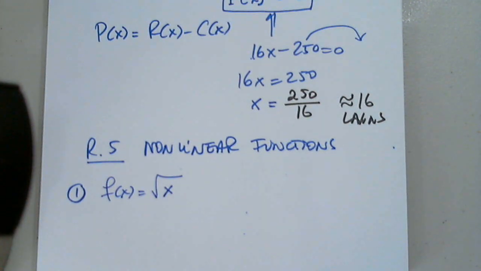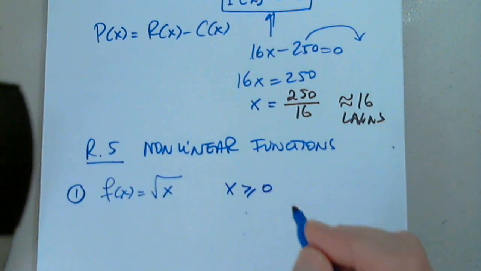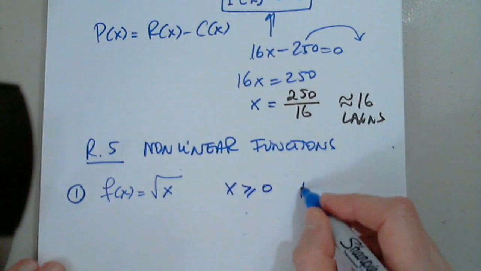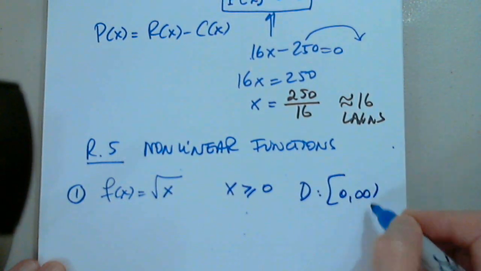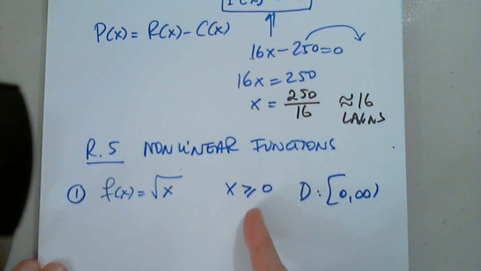What do I have to write? Anyone, please? X has to be greater than or equal to 0. Thank you, Samuel. Very good. Of course. So the domain of this function is 0 to infinity, bracket because of the equal symbol.